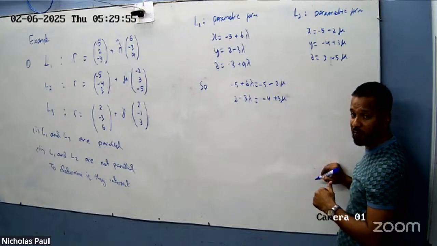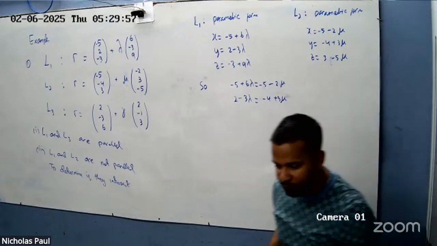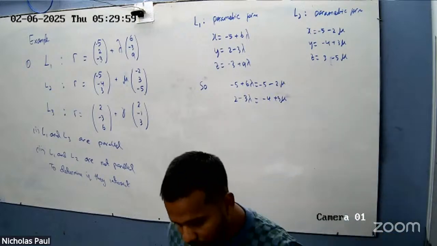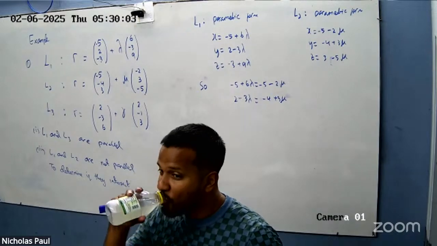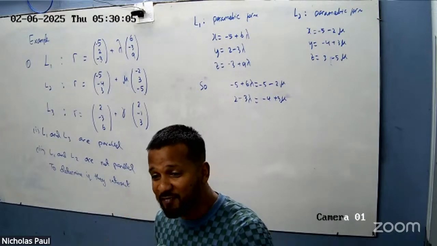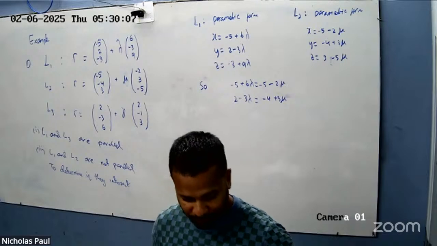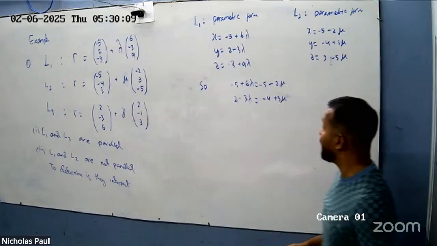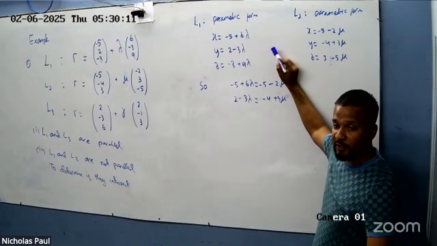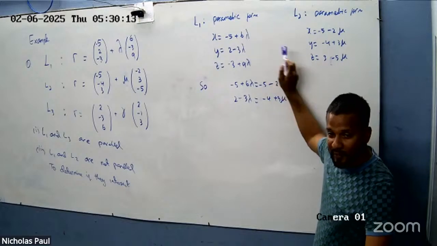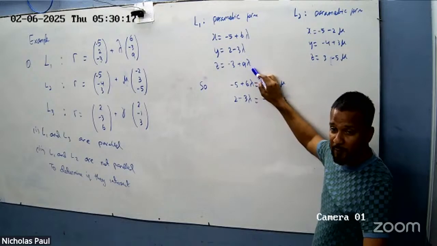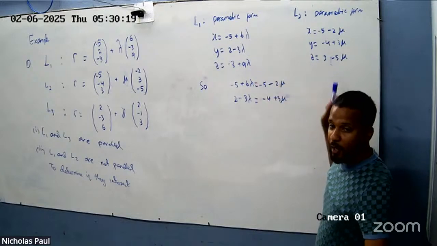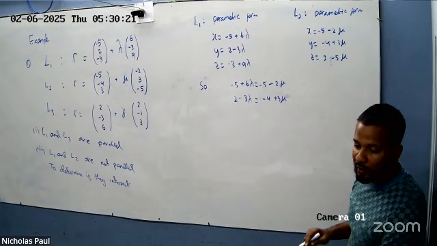Right, Keshav? What are we going to do again? I'm just doing this. Watch. I'm making the x equal, I'm making the y equal, and I'm solving it. When I get lambda, I'm putting it here. When I get mu, I'm putting it here. If they're equal, they intersect.